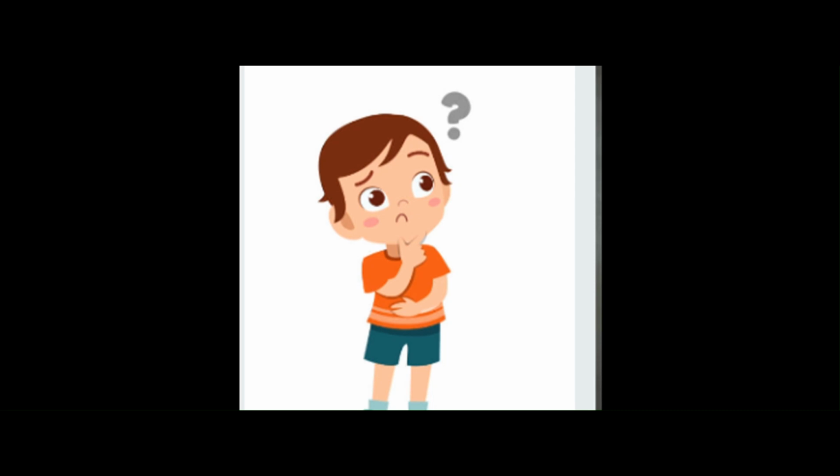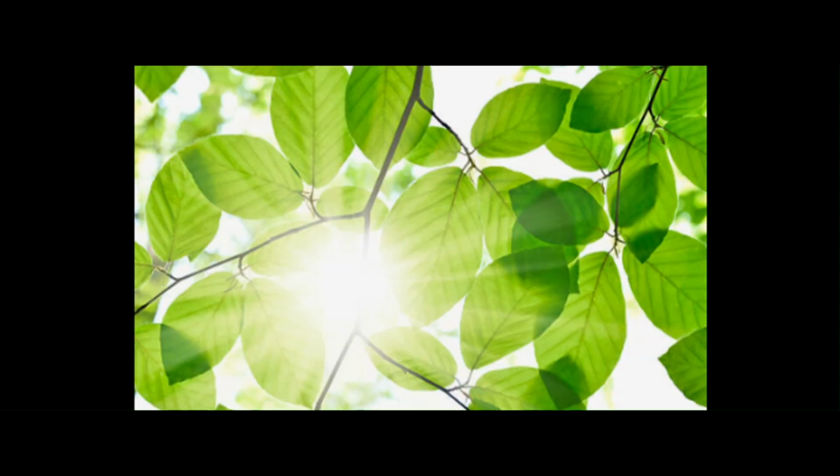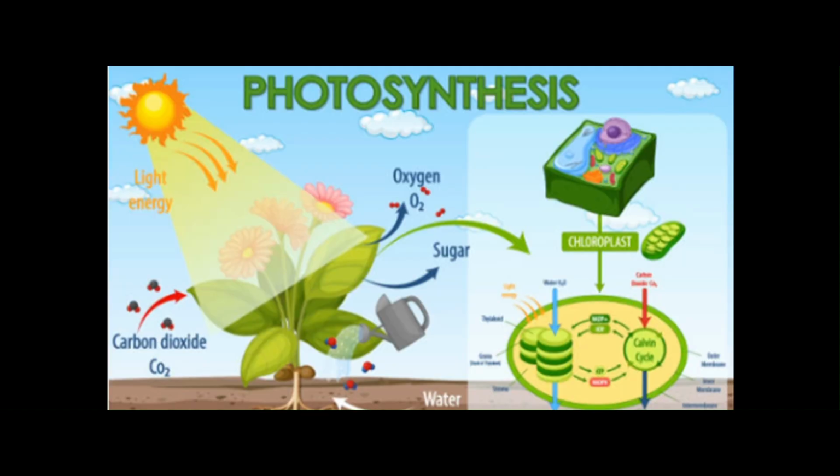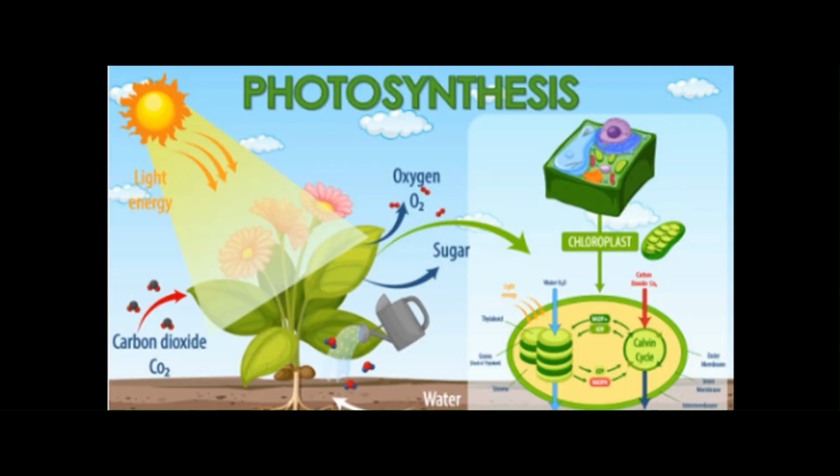You might wonder what is so special about the leaves that they can synthesize food, but other parts of the plant cannot. The leaves have a green pigment called chlorophyll. It helps leaves to capture the energy of the sunlight. This energy is used to synthesize, or prepare, food from carbon dioxide and water. Since the synthesis of food occurs in the presence of sunlight, it is called photosynthesis. Photo means light, synthesis means to combine.